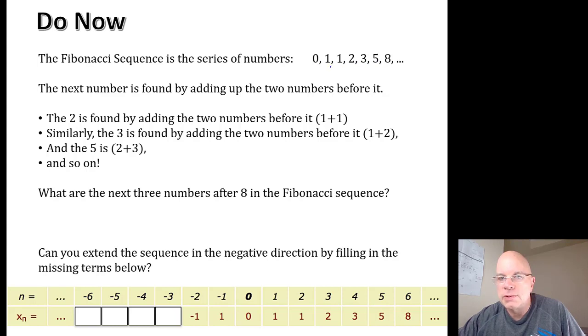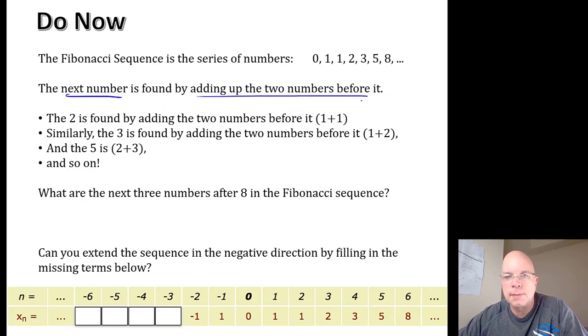5, then 8. We see it's clearly not arithmetic because it's increasing by 1 here, but then by 0, but then by 1 again, and then 1, but then 2, and then 3. And it's not geometric either, but it's a special sequence. The next number is found by adding up the two numbers before it.